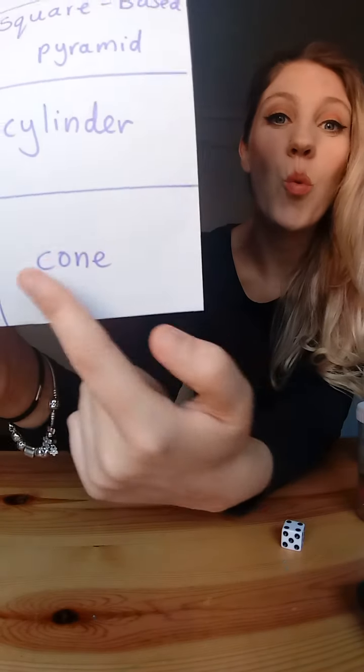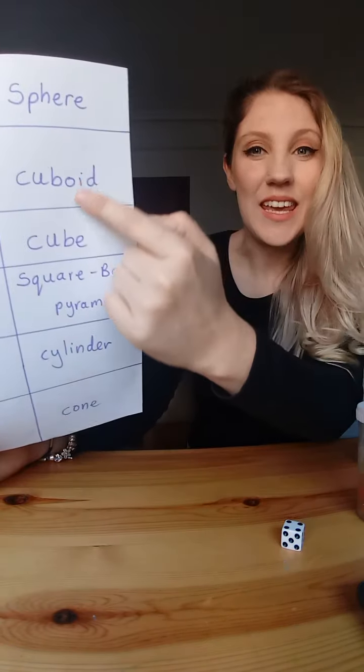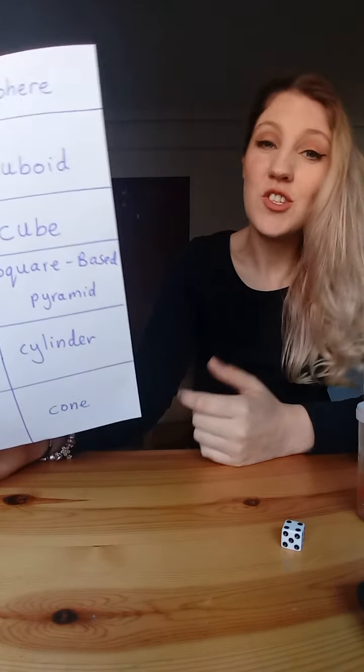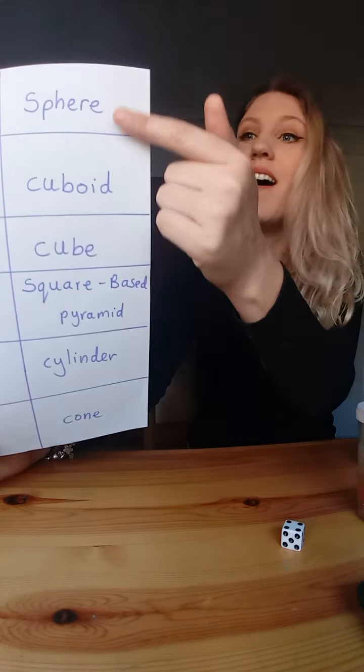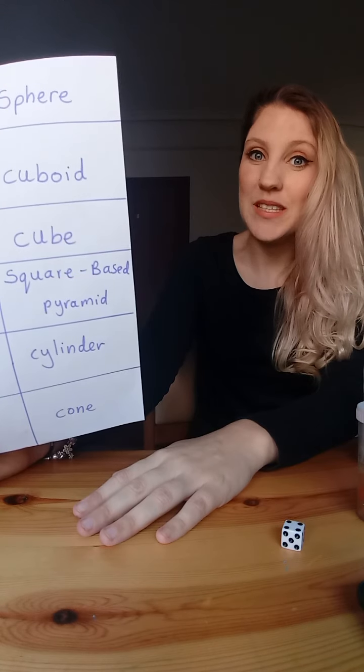Okay, and then the last one is a cone. So what kind of cones can you think of? My favourite one is an ice cream cone. So Year 1, job number 1. I want you to go and have a look around your house and see if there are any items in your house that are these shapes.